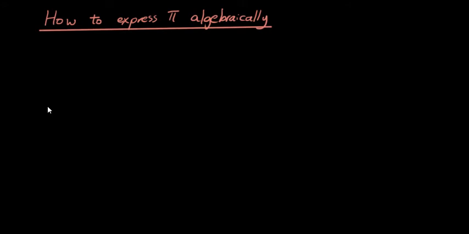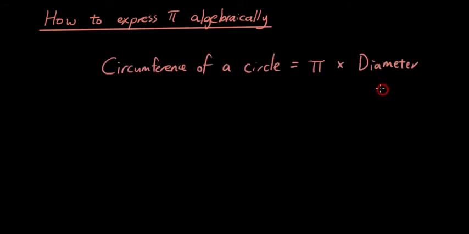In today's lesson we're going to talk about how to find or calculate pi using algebra and trigonometry. So the simplest equation that involves pi, which everyone is familiar with, is this. The circumference of a circle equals pi times the diameter, or C equals pi times D.